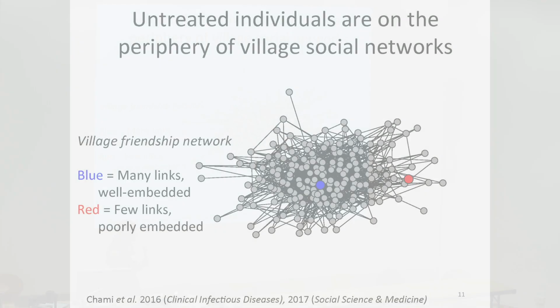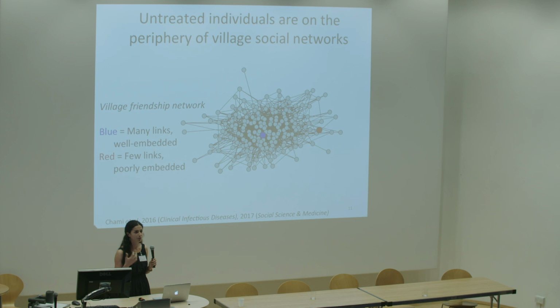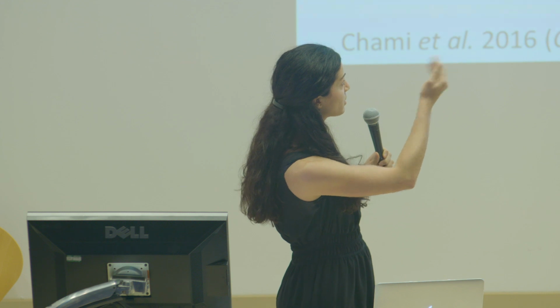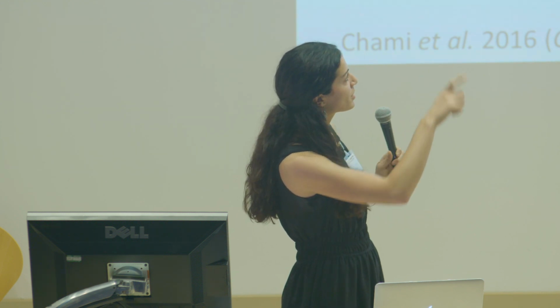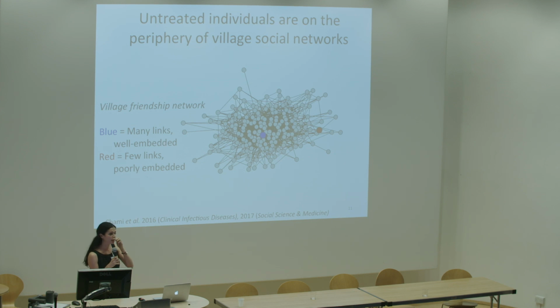But these properties that exist in these social networks don't vary across different areas. All social networks have these properties. You have very few individuals that have most of the connections that are really well embedded. They're this blue node here, central in the network. Yet, most of the individuals have very few connections. Now, the reason that these individuals were least likely to be treated, the ones that were on the periphery of the network, is because we're working with volunteer drug distributors.